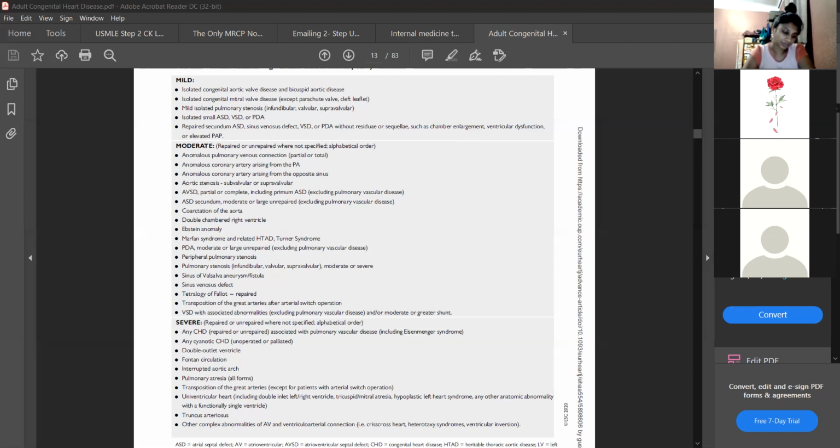Okay. Next will be mixed. Mixed is truncus arteriosus, your TAPVC, your total anomalous pulmonary venous connection, hypoplastic left heart syndrome, and your TGA, transposition of great arteries. These are all your T's just now for your cyanotic heart diseases.